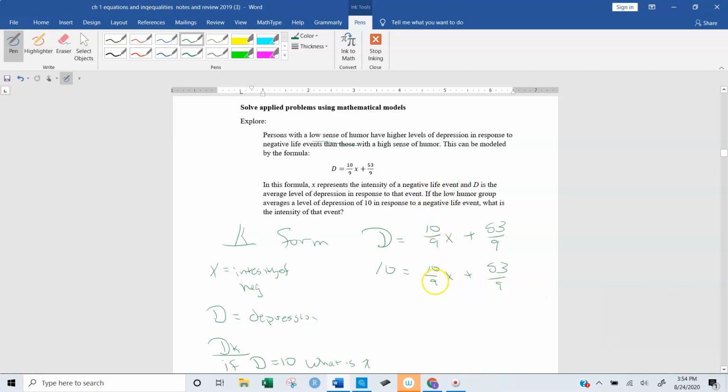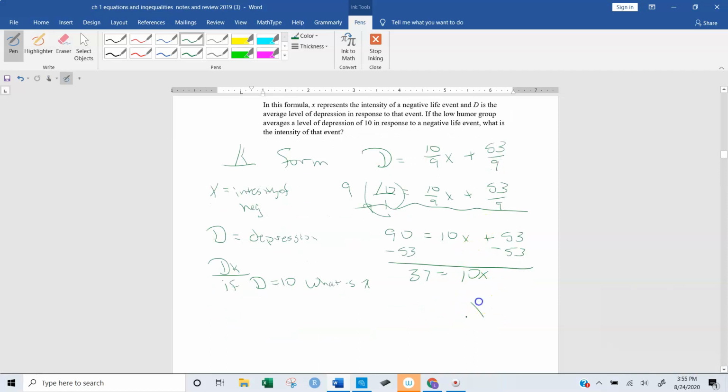When I look at this, I don't like fractions any more than you do some days. So I want to get a common denominator, which happens to be 9, because look, they all have these 9s. So all I have to do is multiply everything by 9, and my denominators are gone. Way easier. So 90 equals 10x plus 53. Subtract your 53. So now we've got 10x equals 37. Divide by 10, and x is equal to 3.7. So it's a 3.7 intensity.